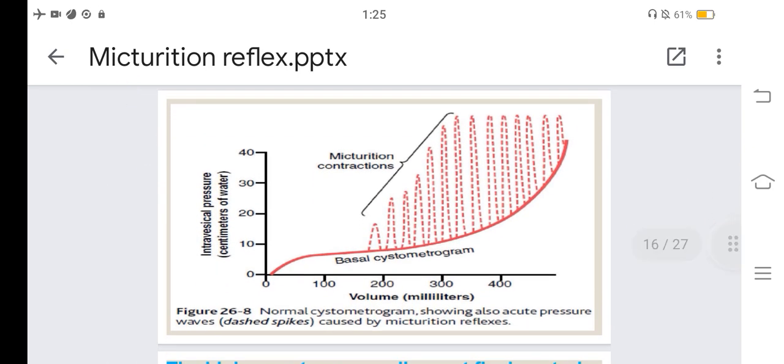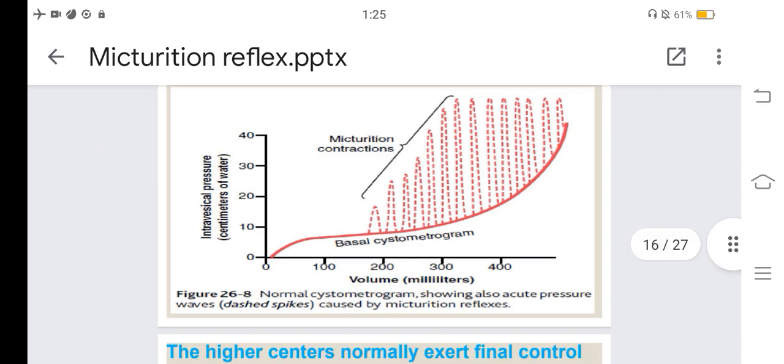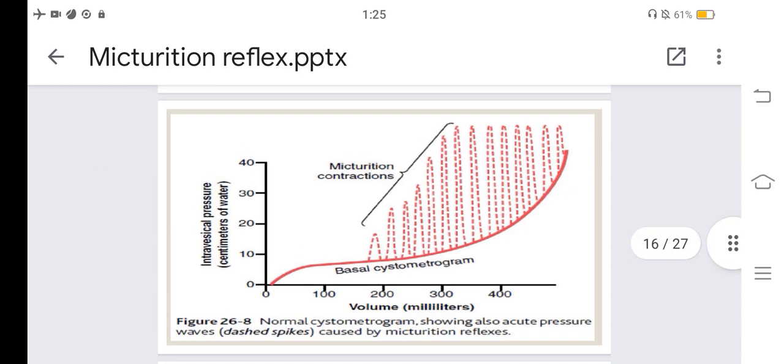Then this picture shows a normal cystometrogram, showing also acute pressure waves, dashed spikes caused by micturition reflexes. Micturition contractions are shown. The basal pressure is there. Then intravesical pressure, in centimeters of water, is shown on the y-axis.